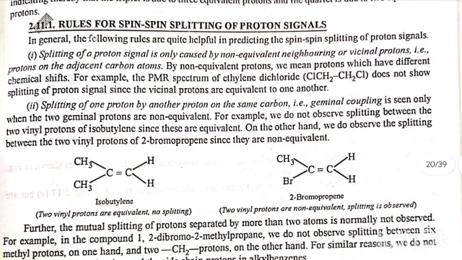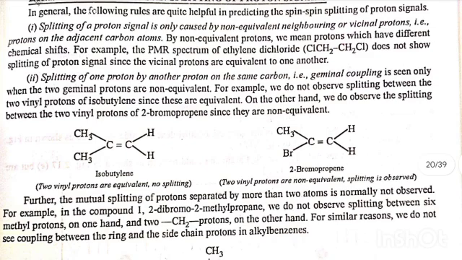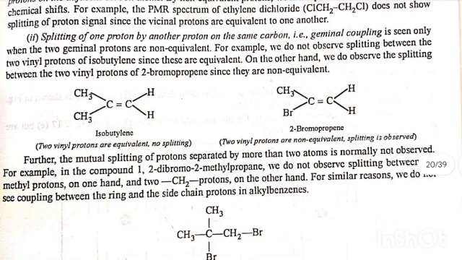Rules for spin-spin splitting of proton signals. In general, the following rules are quite helpful in predicting the spin-spin splitting of proton signals. First, splitting of a proton signal is only caused by non-equivalent neighboring or vicinal protons, that is protons on the adjacent carbon atoms. By non-equivalent protons we mean protons which have different chemical shifts. For example, the PMR spectrum of ethylene dichloride does not show splitting of proton signal since the vicinal protons are equivalent to one another. Splitting of one proton by another proton on the same carbon, that is geminal coupling, is seen only when the two geminal protons are non-equivalent.